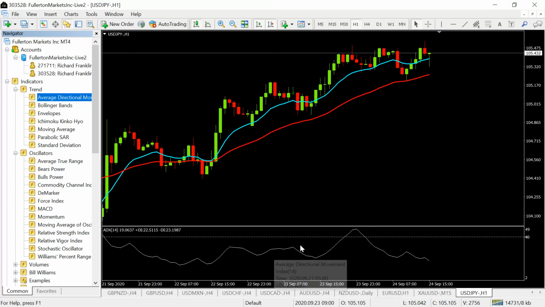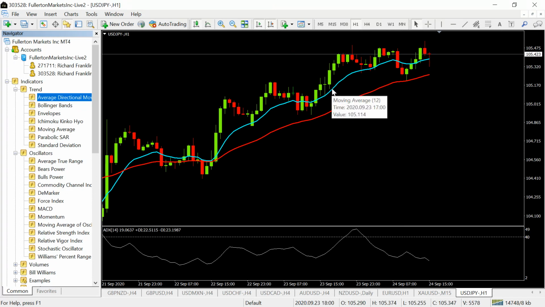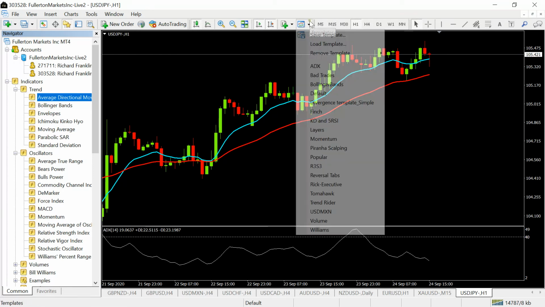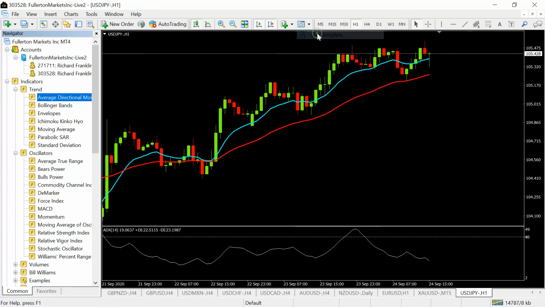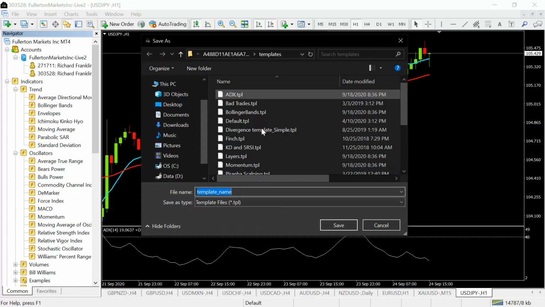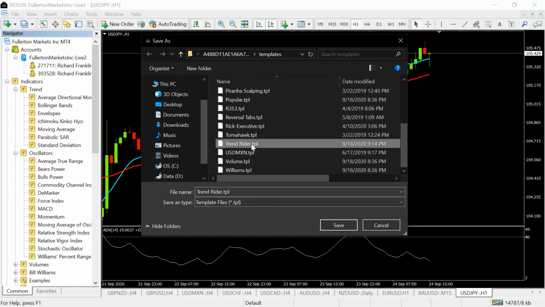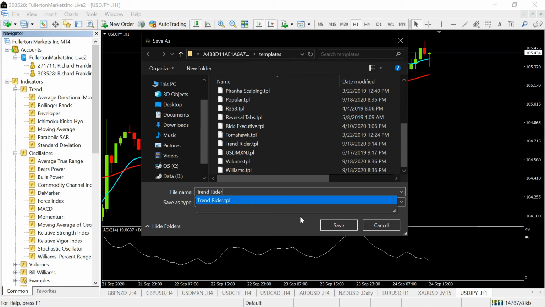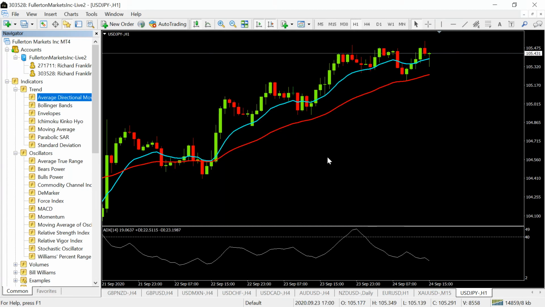The ADX indicator with your 40 line, and you have your blue 12 exponential moving average and your red 36 exponential moving average. And what you want to do is save the template. Type the name Trend Rider. You don't need to type .tpl. Type the name Trend Rider and save, and then you can put that template on any chart that you want.